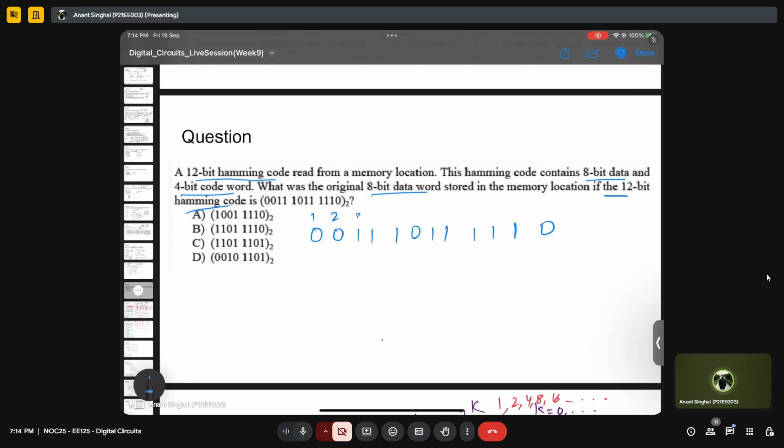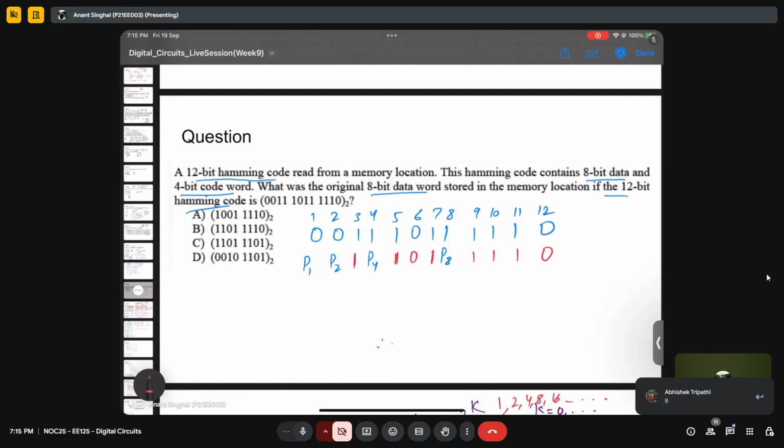So I can write again positions 1 2 3 4 5 6 7 8 9 10 11 12. I can write this as P1, P2, P4, P8, and the remaining will be the data word, right? It's 1 1 0 1 1 1. Is it clear till here, everyone? If you see it like that, the correct answer should be option B, right? Because we are getting the bits as 1101 and 1110. But actually this is incorrect.